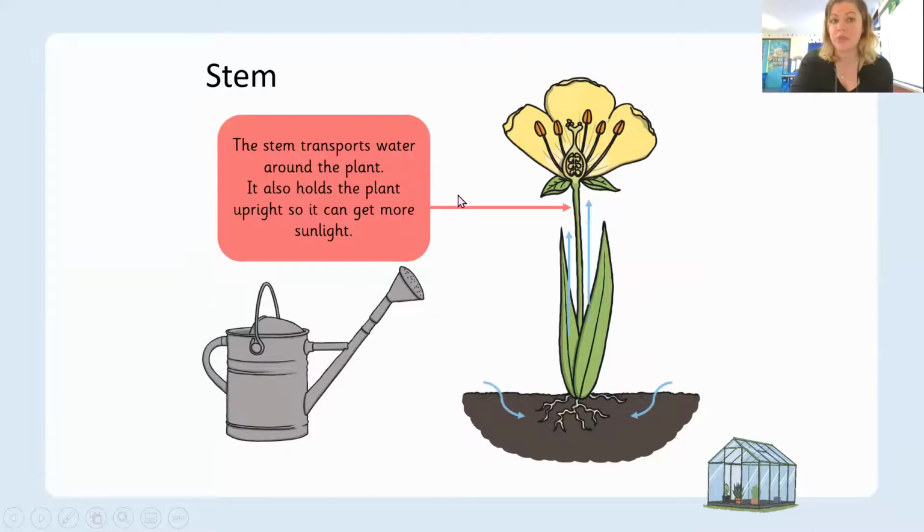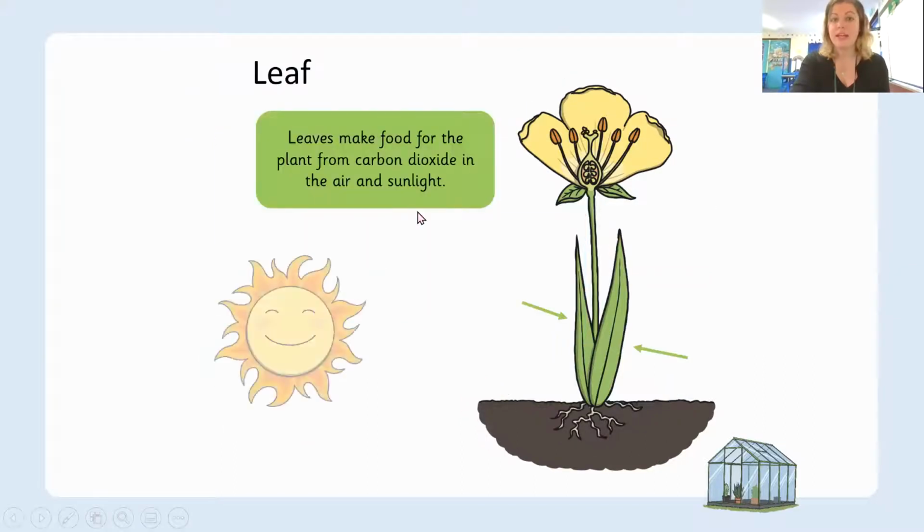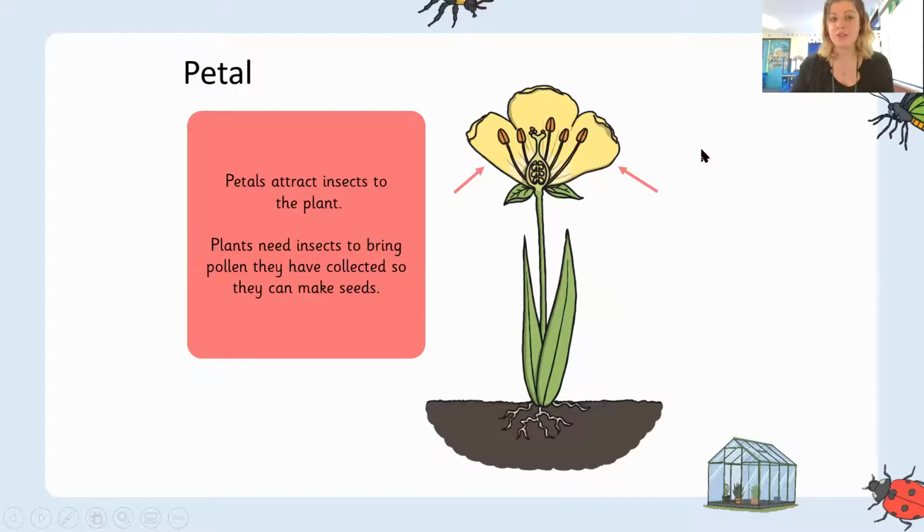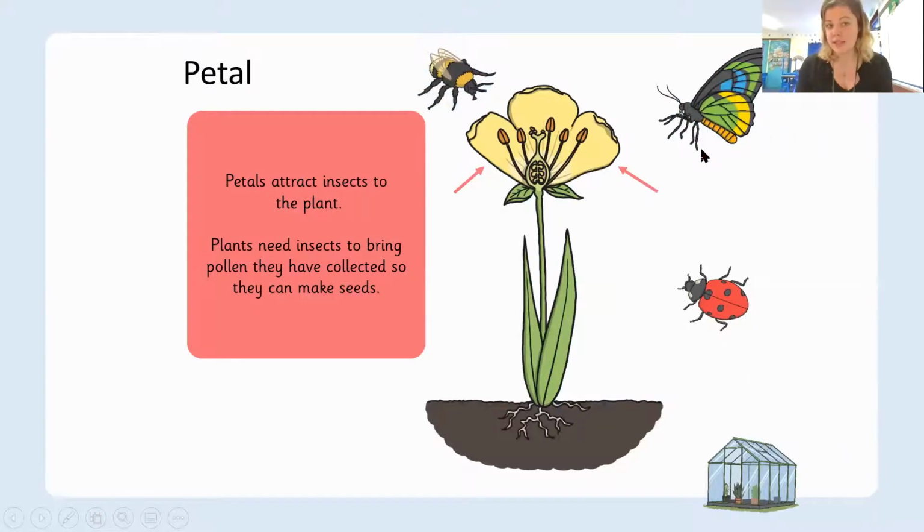The stem transports water around the plant. It also holds the plant upright so it can get more sunlight. The leaf makes food for the plant from carbon dioxide in the air and sunlight. Okay, so there's our leaves there. And the petal. So petals attract insects to the plant, and plants need insects to bring pollen they have collected so they can make seeds. Okay, so all these parts of the plant are very important.